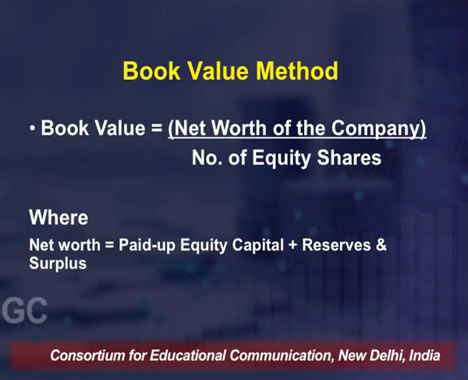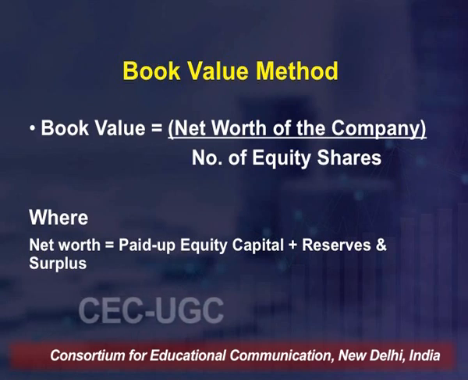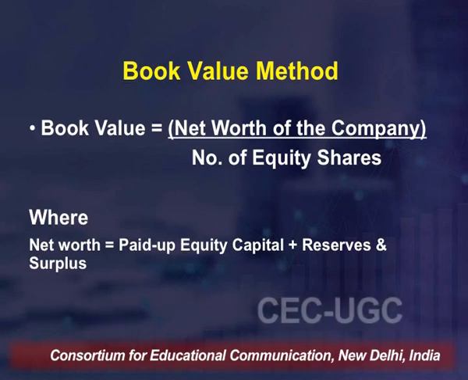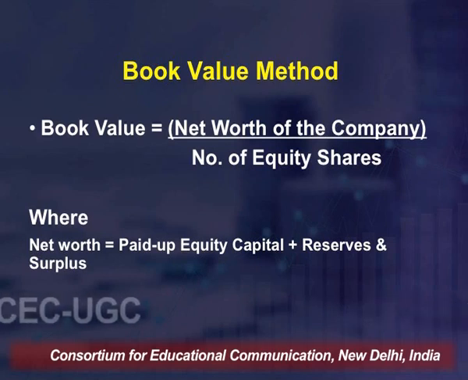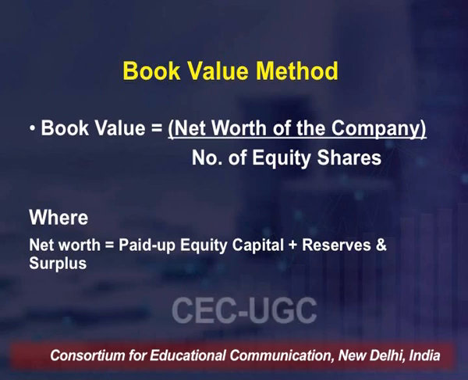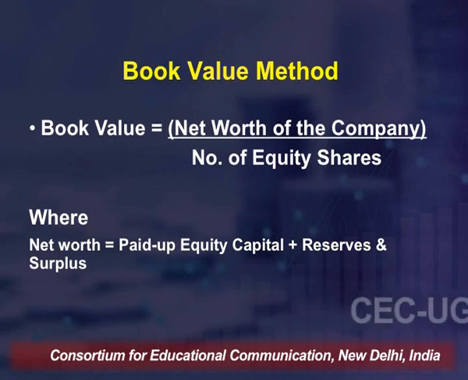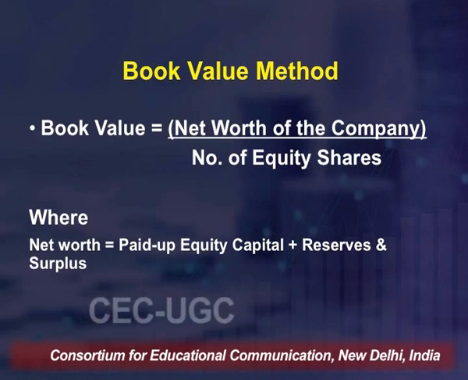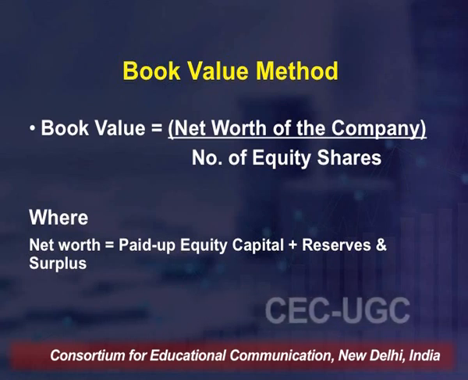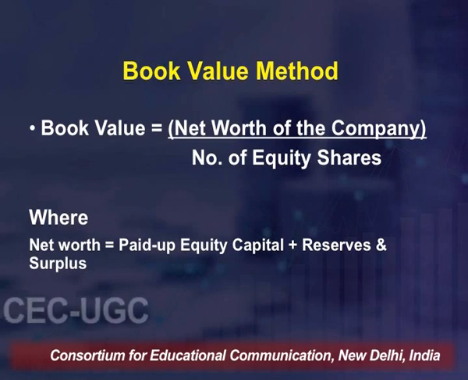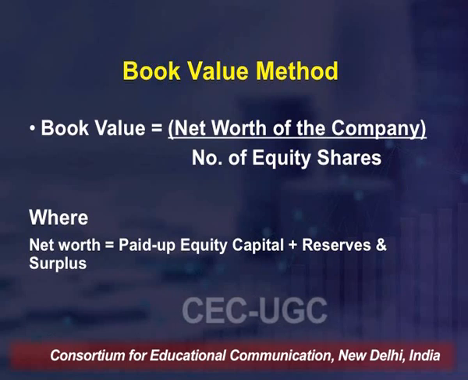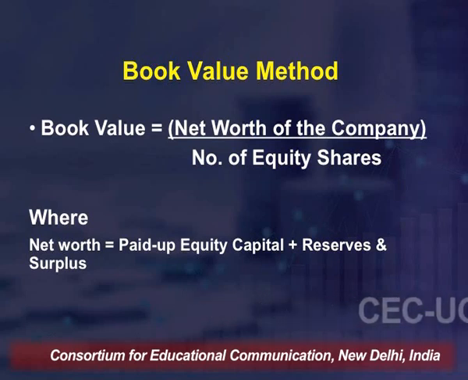In the book value method, we try to calculate the value of a security, or the intrinsic value of a security, on the basis of book value. So we calculate the book value per share and then compare it with the market price. The formula to calculate book value is that you take the net worth of the company in the numerator and divide it by the number of outstanding equity shares in the market. The net worth of the company is nothing but the paid up equity capital plus any reserves and surpluses which the company has preserved for itself.